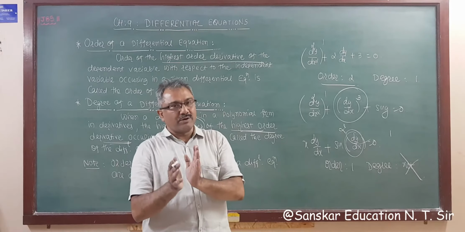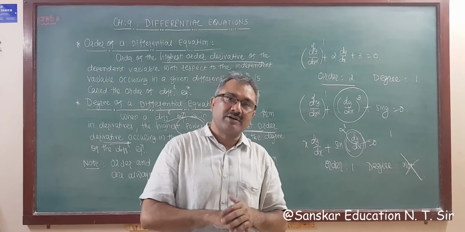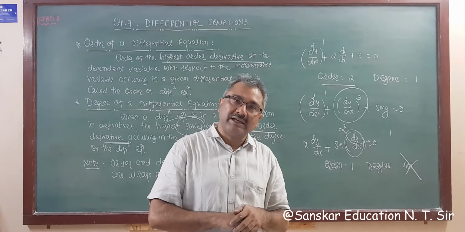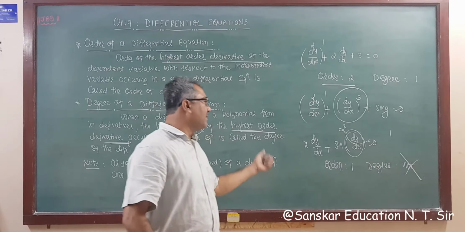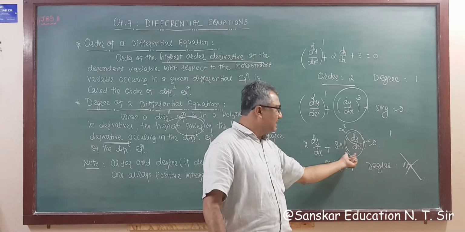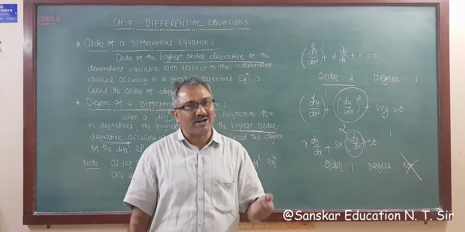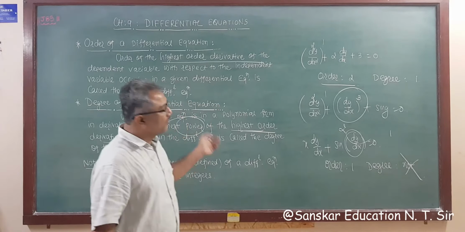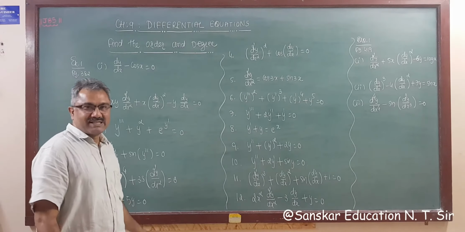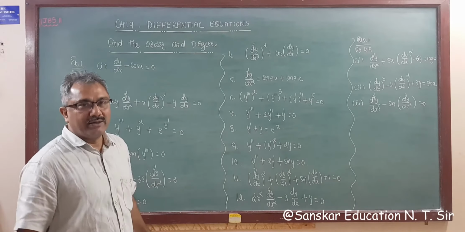So the highest order of the derivative is the order of the differential equation, and the power of the highest order derivative is called the degree. But for that we need a polynomial in its derivatives, not like this, right? So you have to remember this, and this is an important question for MCQ: find the order and degree. So we will practice more questions for this. Now questions for order and degree, right?